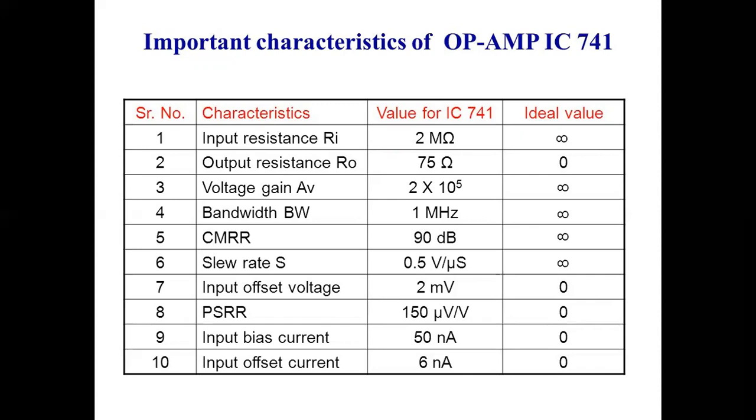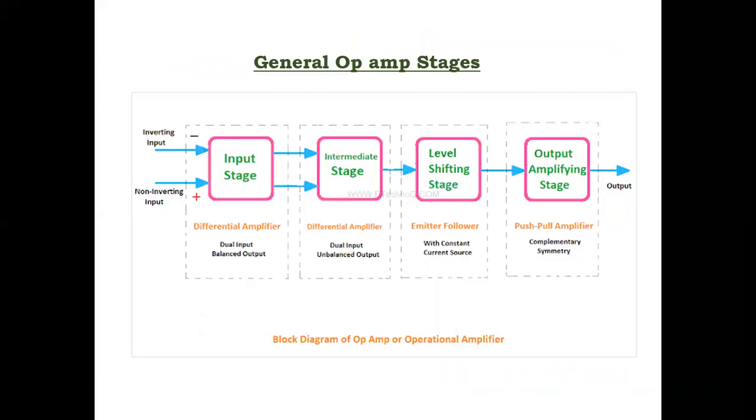But in practical, they have some values: 2 millivolt, 150 microvolt per microvolt, 50 nanoampere, 6 nanoampere. So these are the general operational amplifier stages, that is inverting input and non-inverting input. We have 4 types of the operational amplifier, all having the differential amplifier. First one is dual input and balanced output. Second will be dual input and unbalanced output. Third will be with constant current source. Fourth will be complementary symmetry circuit.